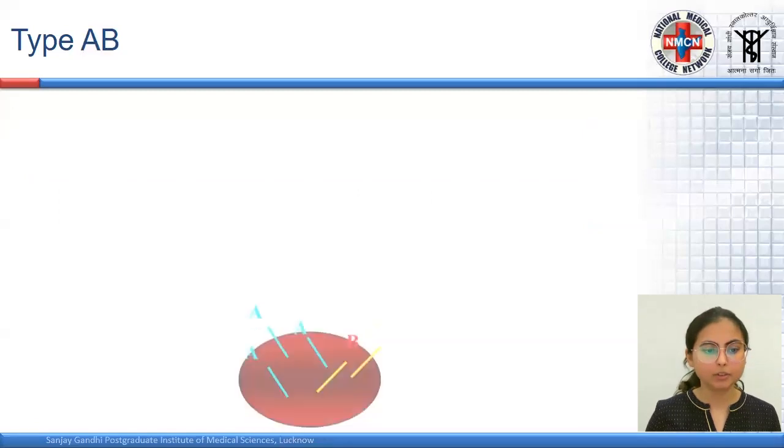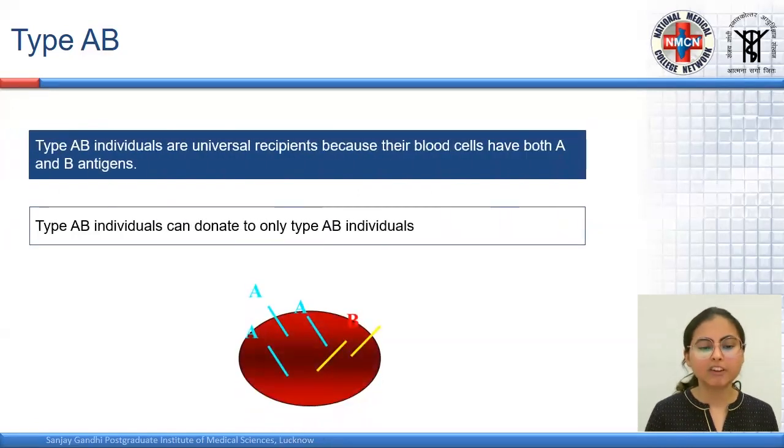What is type AB blood group? These individuals have both A and B antigens on their surface. They do not make either anti-A or anti-B in their serum, and they are universal recipients.